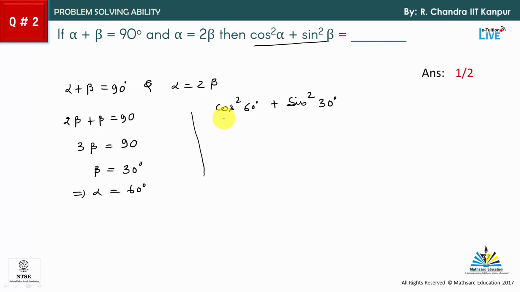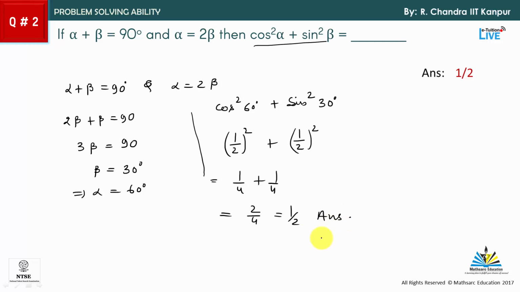Now we know that cos 60 is half. So this is half square, plus sine 30 is also half. So this is half square. Hence we will get 1 by 4 plus 1 by 4, and hence this is equal to 2 by 4, and that is equal to half. So half is the answer for this question.